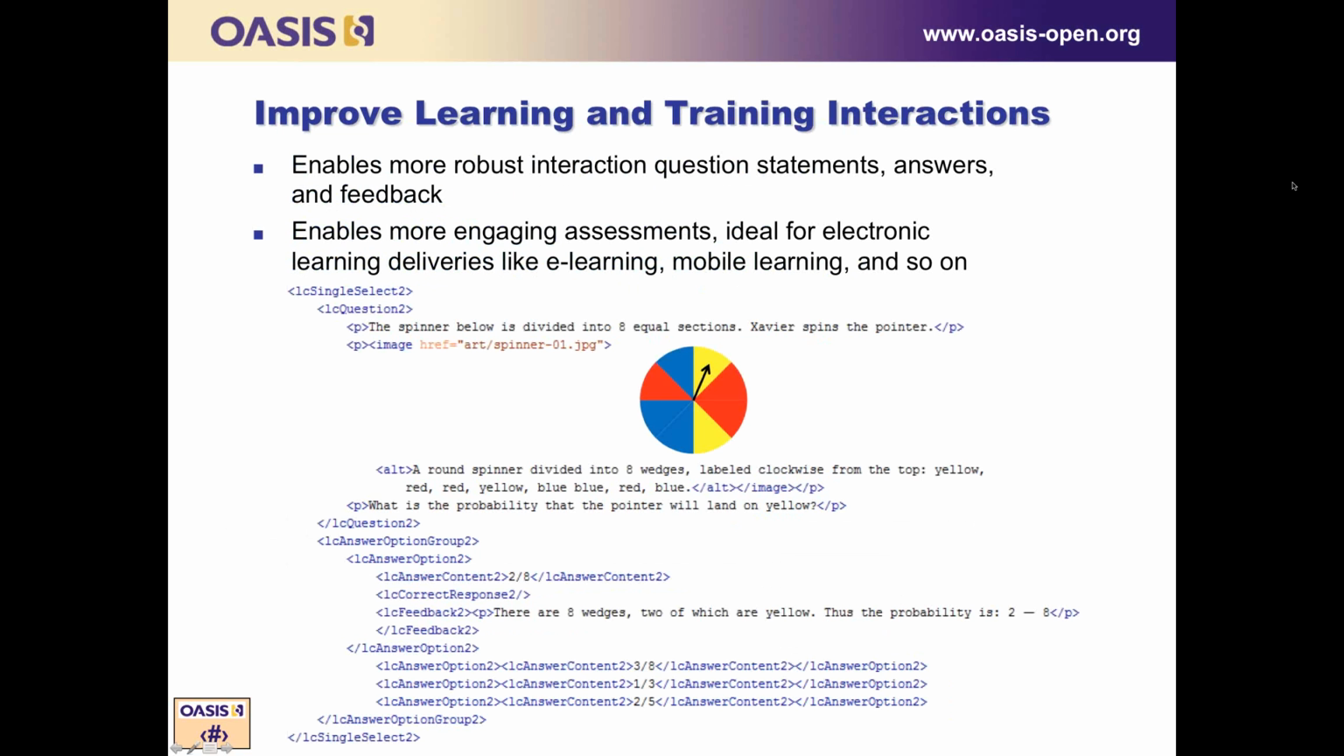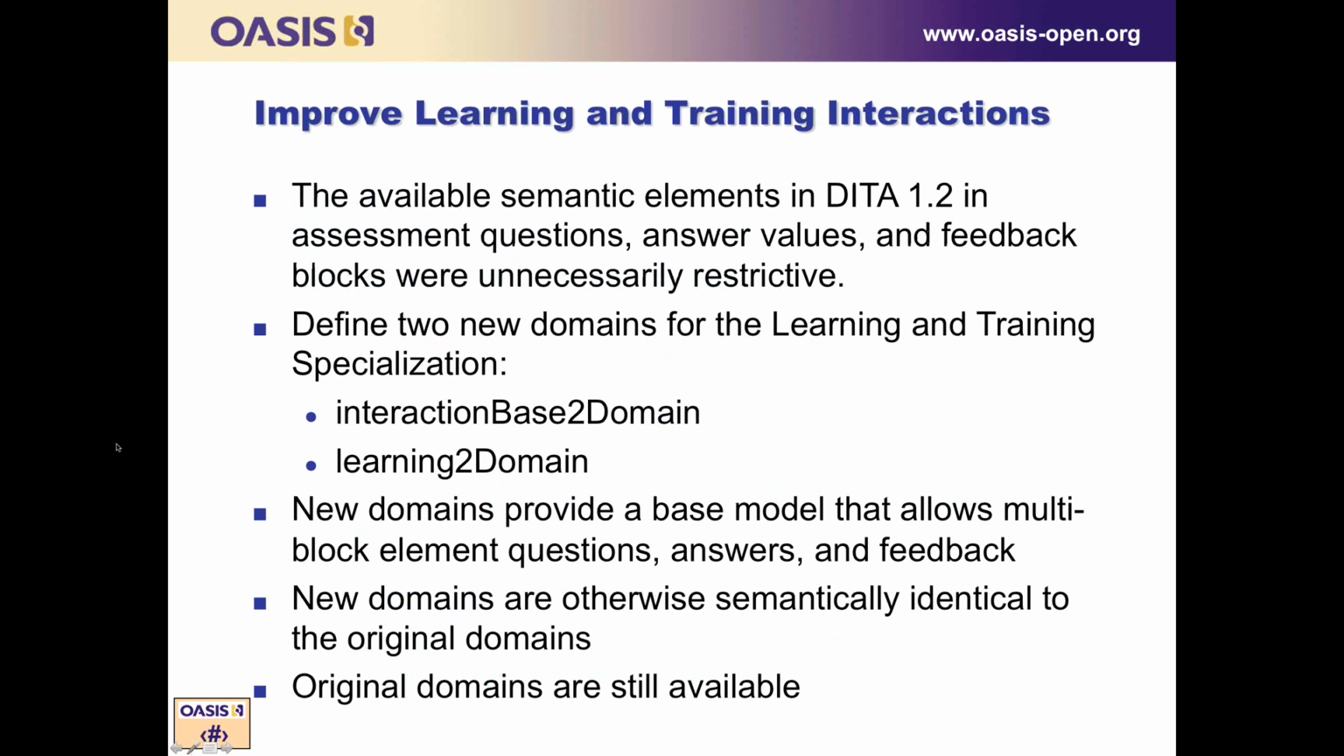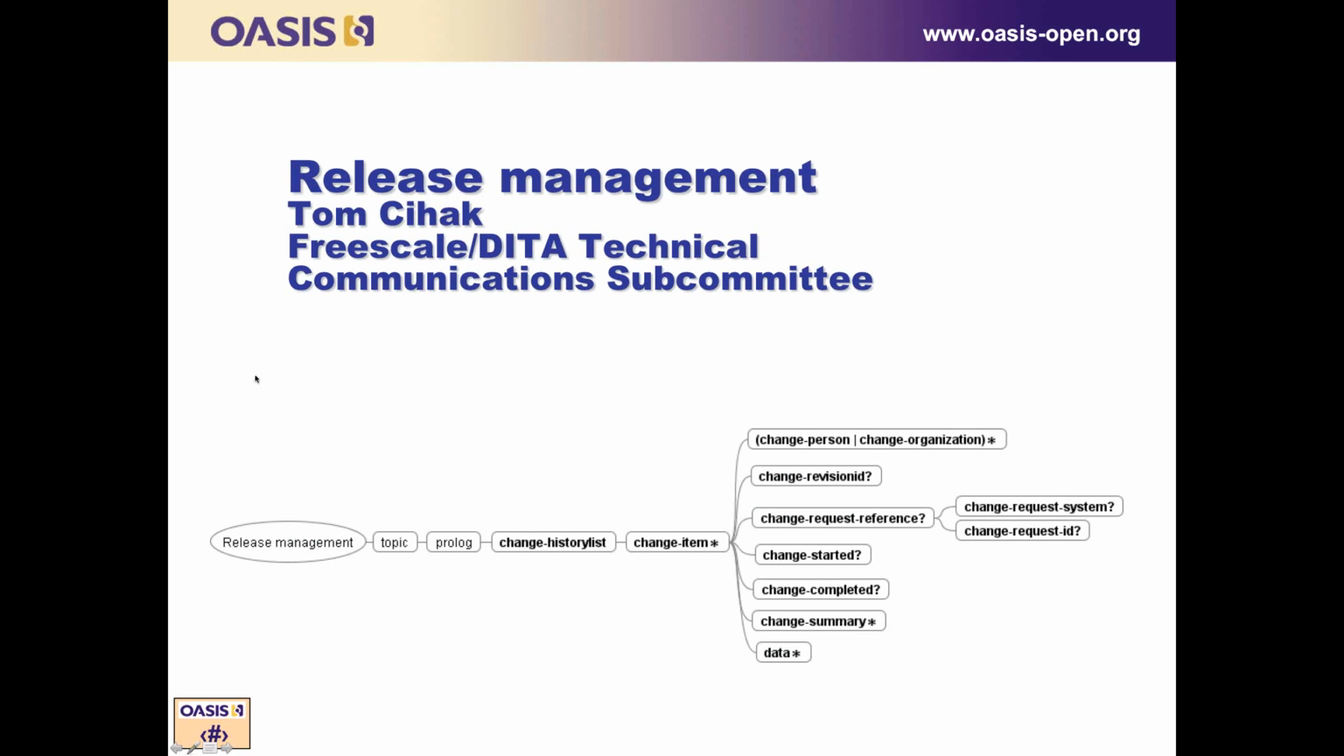Now when we render that, we will be able to see the assessment item, see all of the blocks that are within the paragraph, and then the participant can make their selection. So just to summarize, 2 features that we've added for DITA 1.3: the enhancements to allow learning object maps and learning group maps, and improved assessment modeling. Now I'm going to turn it over to Tom Chihawk, who's going to talk about release management.